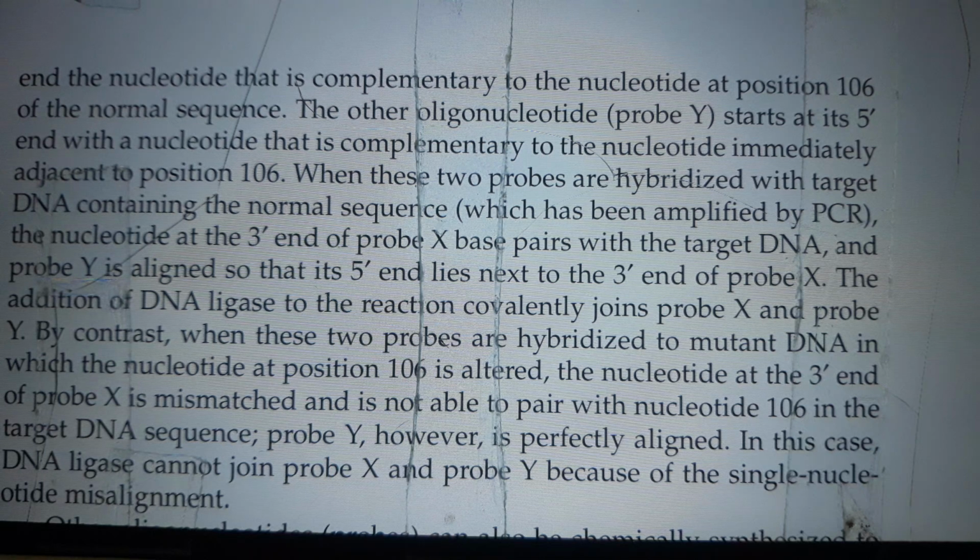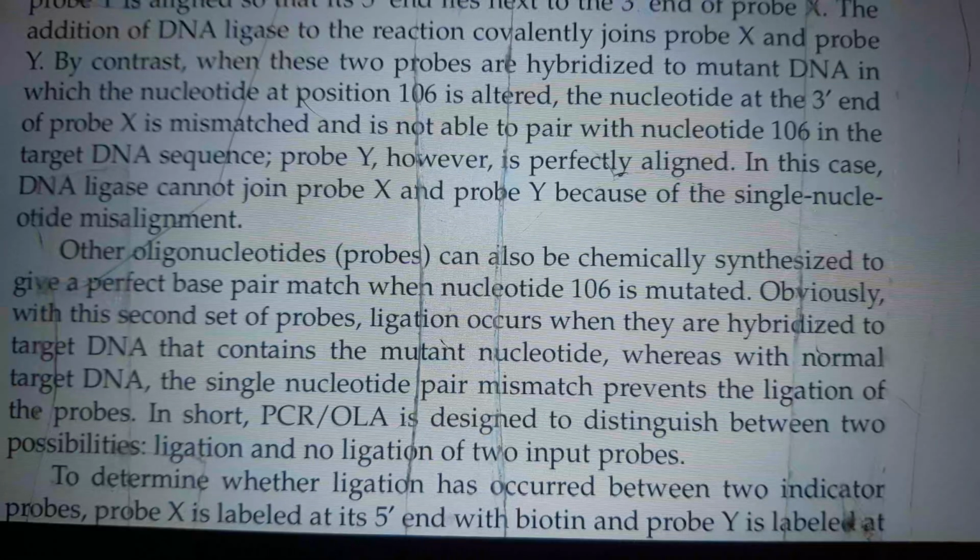By contrast, when these two probes are hybridized to mutant DNA, in which the nucleotide at position 106 is altered, the nucleotide at the 3' end of probe X is mismatched and is not able to pair with the nucleotide at position 106 in the target DNA sequence. Probe Y, however, is perfectly aligned. In this case, DNA ligase cannot join probe X and probe Y because of the single nucleotide misalignment.